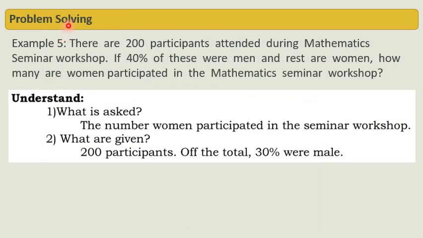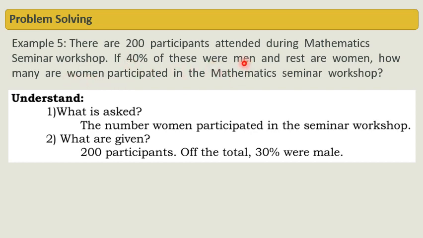So, pag-apply naman natin sa problem solving, example number 5, there are 200 participants attended during mathematics seminar workshop. So, 200 kabuuan yun. Yun lahat yung umattend sa workshop. If 40% of these were men and the rest are women, how many are women participated in the mathematics seminar workshop? So, 40% daw nung lahat ng participant are men. At yung syempre natitira doon sa 100% is yung women. So, ilan daw lahat yung women? Women ang tinatanong ha, hindi yung men.